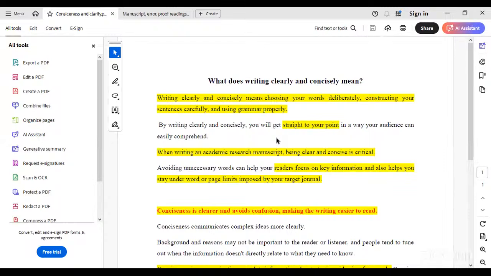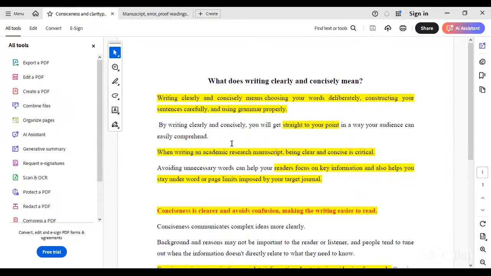that research is an upgrade, an advanced level of education. So undergrad students are not used to it. So I have to make it very simple wording, very basic, so that they can easily understand. Again, what does writing clearly and concisely mean? You are choosing your words deliberately, constructing your sentences carefully and using grammar properly, so that we can avoid the grammatical errors and the formatting errors as well.